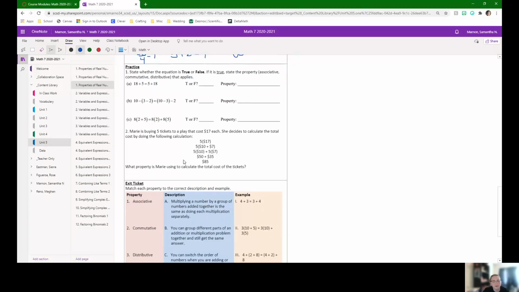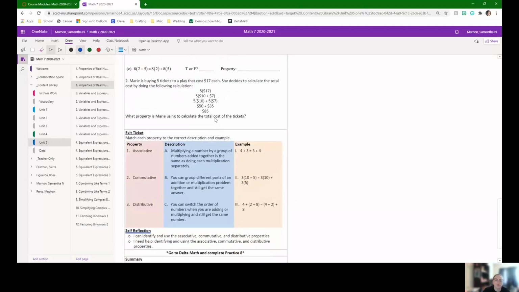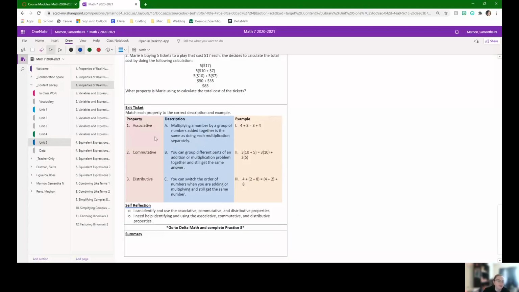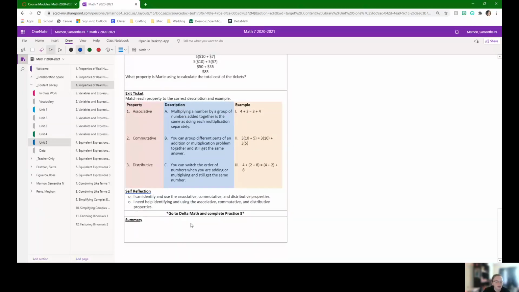This one, you just need to figure out what property is this. So you might not recognize it right away. See if you can figure out which of the 3 we did. For your exit ticket, you just have to match. So you can either kind of draw lines connecting them, or beneath 1, 2, and 3, you can put the letters below it to see which ones match. When you're all done, you're going to go to Delta Math and complete practice 8.